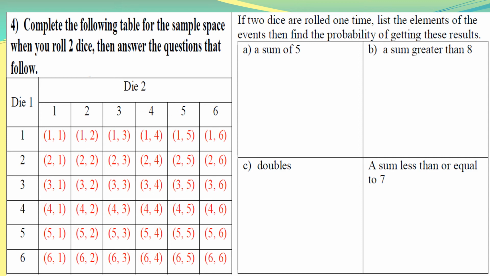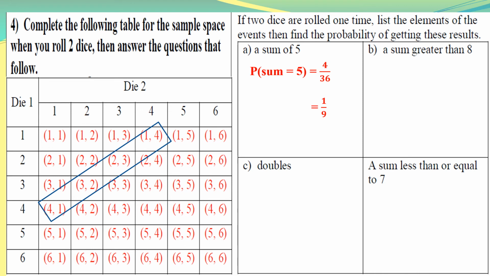If 2 dice are rolled one time, list the elements of the events, then find the probability of getting these results. Letter a, a sum of 5. A sum of 5 could have these combinations: (4,1), (3,2), (2,3), (1,4). So there are 4 outcomes only. So the probability that the sum is 5 equals 4/36 or 1/9.